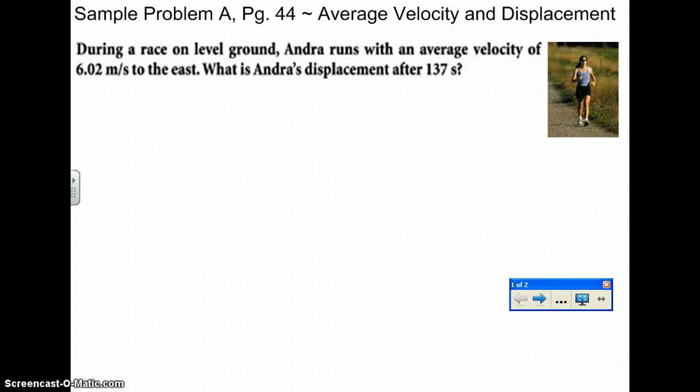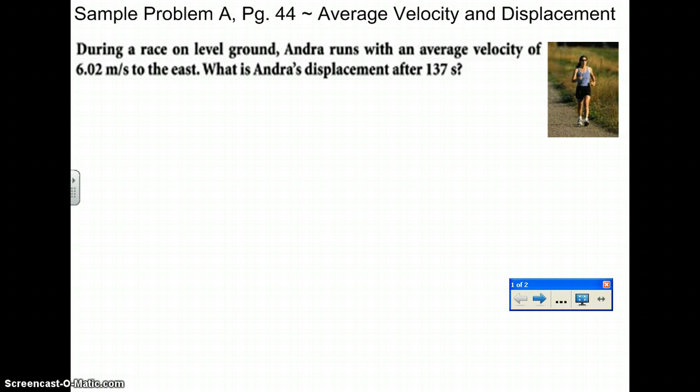Let's begin. Sample problem A. So first thing, after watching your GUESS video, we're going to do the same things that were listed there. During a race on level ground, Andra runs with an average velocity of 6.02 meters per second to the east. What is Andra's displacement after 137 seconds?